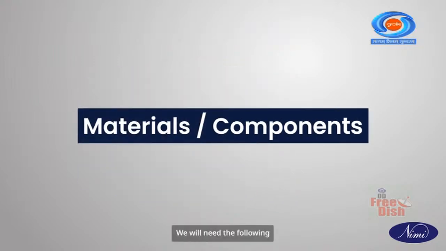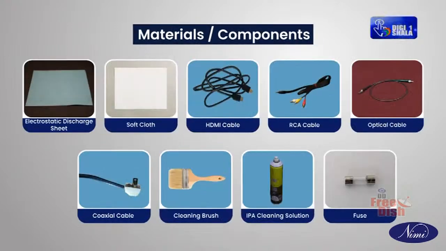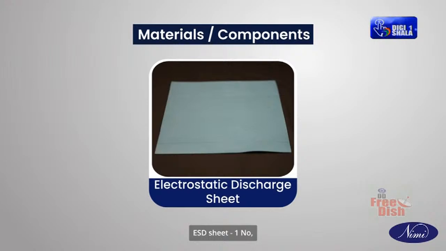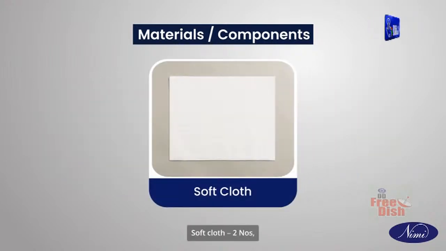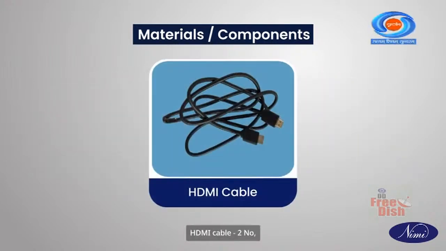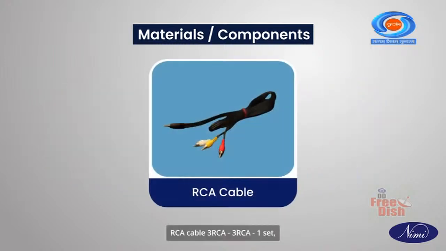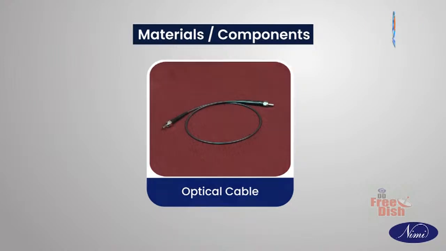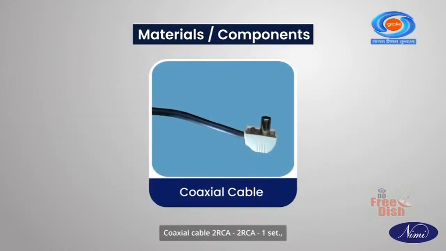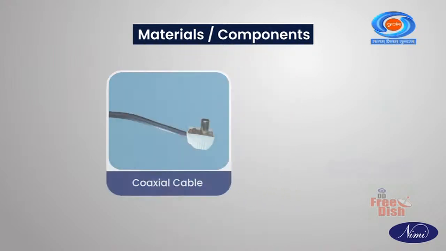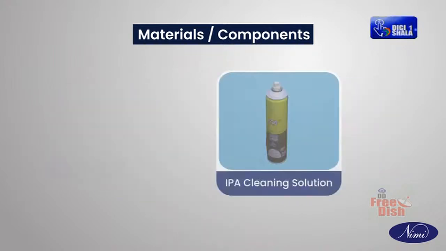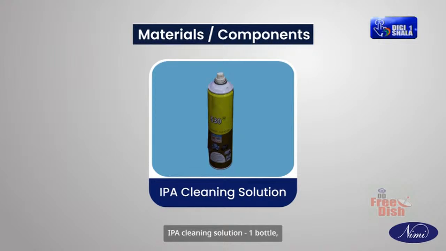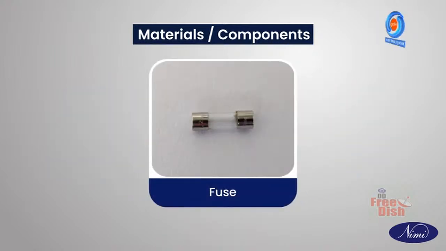We will need the following materials and components: ESD sheet 1 number, soft cloth 2 numbers, HDMI cable 2 numbers, RCA cable 3RCA 3RCA 1 set, optical cable SPDIF 1 number, coaxial cable 2RCA 2RCA 1 set, cleaning brush 1 number, IPA cleaning solution 1 bottle, and fuse 1 number.